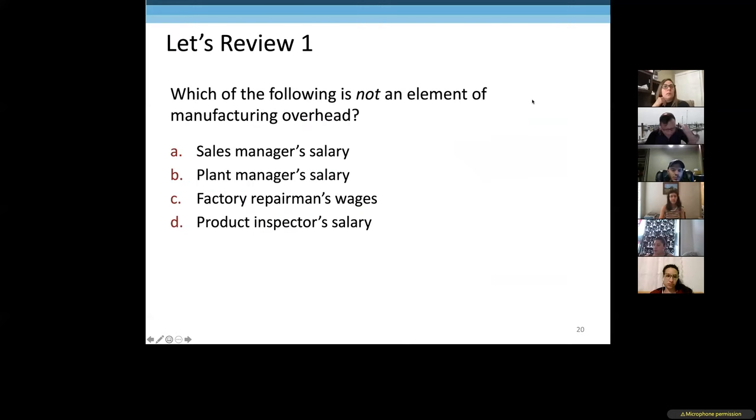Okay, let's review. We still have a few minutes. Which of the following is not an element of manufacturing overhead? A, sales manager's salary. B, plant manager's salary. C, factory repairman's wages. D, product inspector's salary. Which one is not a manufacturing overhead? A. A, very good. Good job, guys.